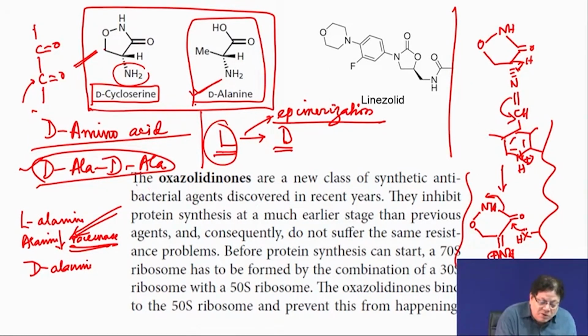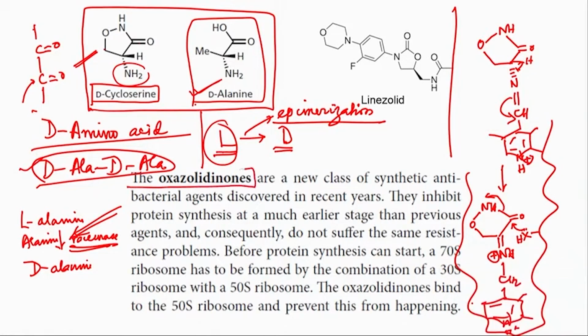There is another class of molecules which is quite recent, and that is an entirely synthetic antibacterial compound. They are called oxazolidinones. I think they are one of the modern discoveries of antibacterial agents.